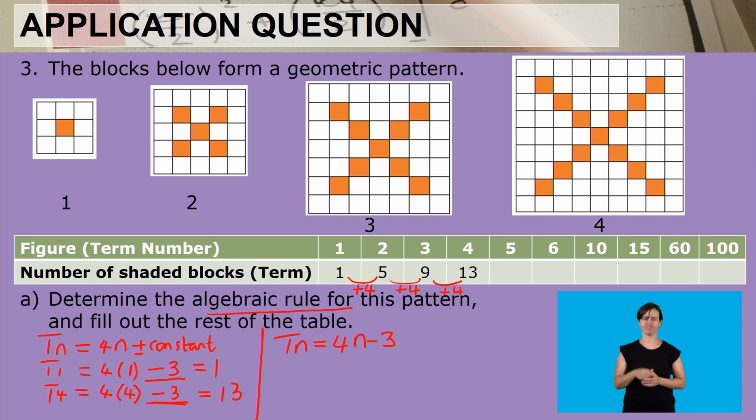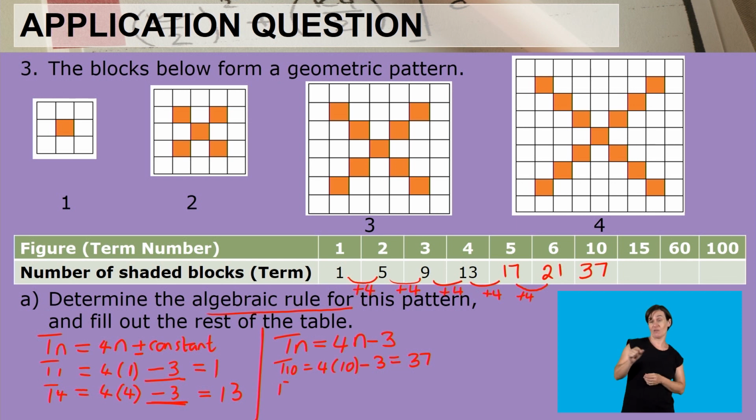Now going back to our table and filling out the rest of it, for our fifth term and our sixth term, we can just continue adding that 4, and that of course is going to give us 17, and when we add that 4 again, that is going to give us 21. But what about that 10th term? Our 10th term is going to be 4 multiplied by 10 minus 3. And what is 4 multiplied by 10? That is 40. When we minus 3, we are going to get 37.